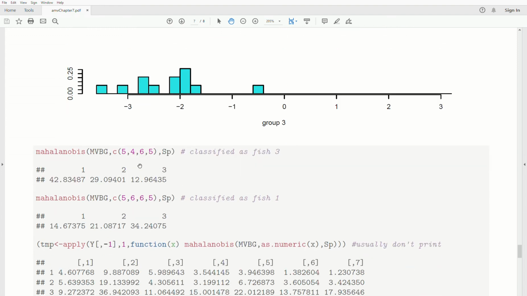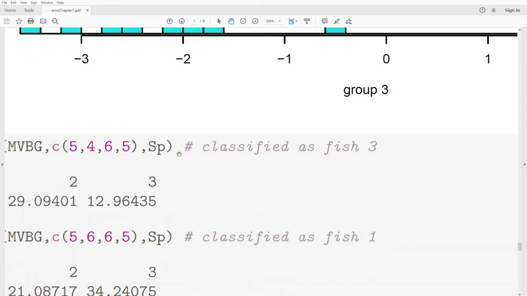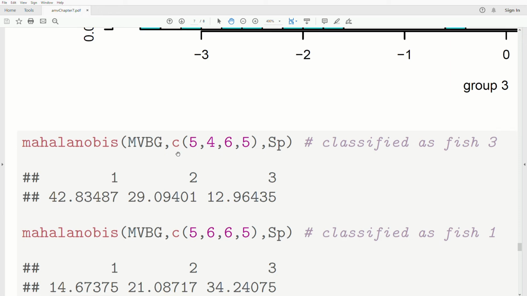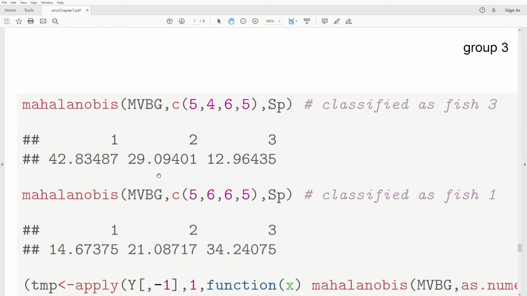Now, this is just a made up example. So if we have a new observation 5, 4, 6, 5, where will we classify it? So you use Mahalanobis distance, and this is the mean vectors by group. This is the pool. SP is the pooled covariance matrix, and it calculates the Mahalanobis distance against each of those mean vectors, and that's 42, 29, and 12. So 12 is clearly the smallest, so we would classify this observation into group 3.